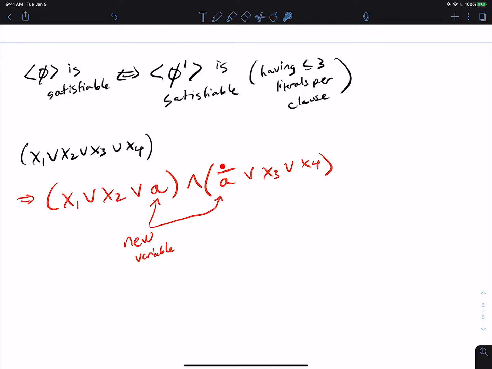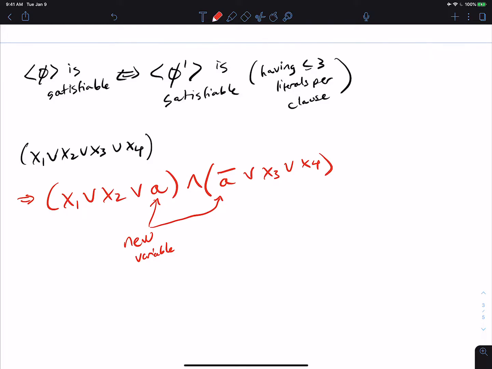If instead we made a bar false to satisfy this clause, then this one would be false, and then this clause would not be satisfied. So if this was satisfied before, then we have a way to satisfy these two clauses. If there was no way to satisfy this clause in the context of the formula, then there's no way to satisfy these two. So the answer really is the same.